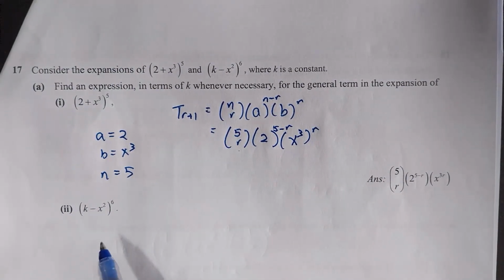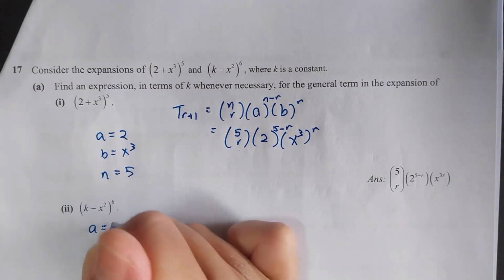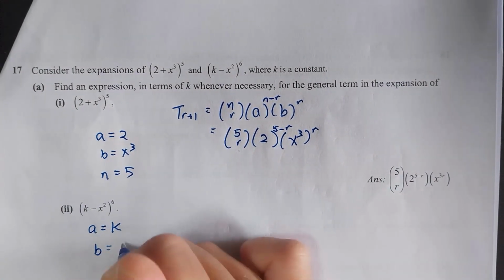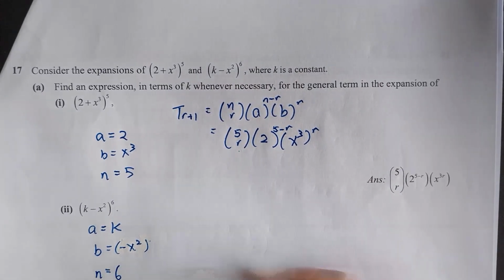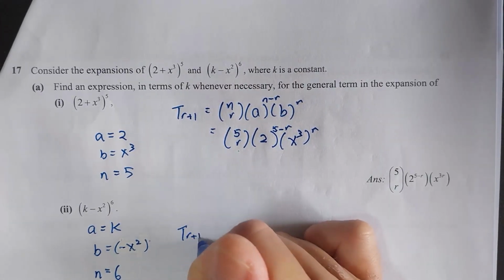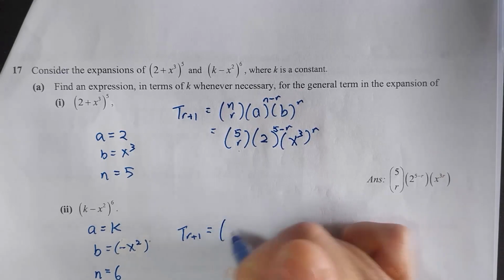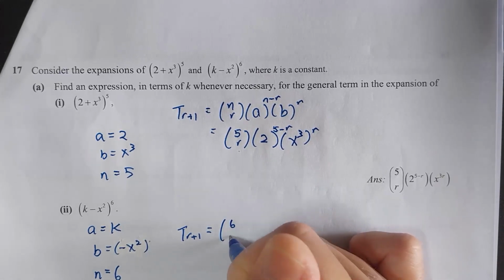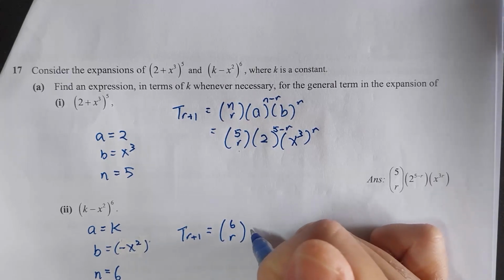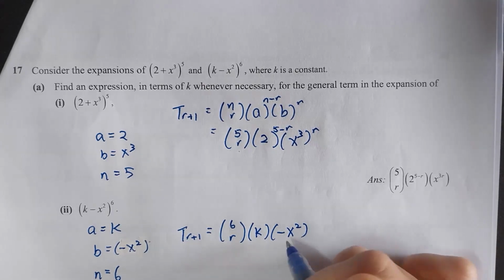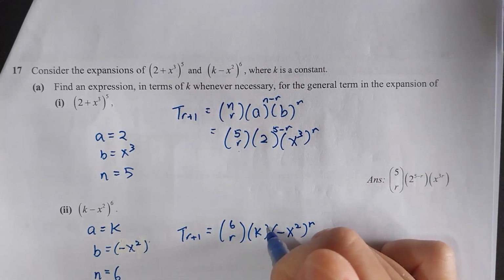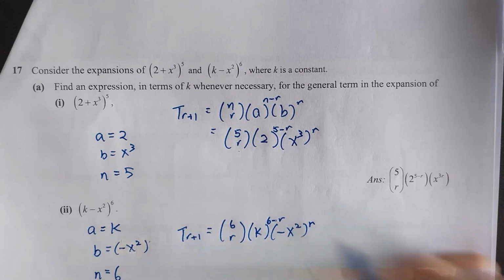Next, we are asked to find the general term in terms of k here. And once again, write down a is equals to k, b is equals to negative x squared, and n is equals to 6. So for the r plus 1 term, we will have 6 choose r, and a will be k, b will be negative x squared, the power here will be r, and the power here will be 6 minus r.